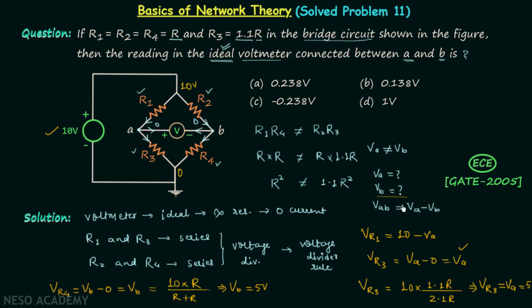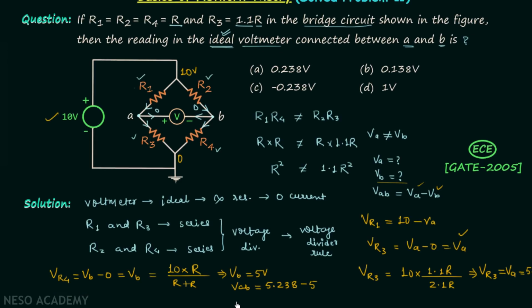Now to calculate VAB, we will subtract VB from VA. So VAB equal to 5.238 minus 5. So finally, we are getting VAB equal to 0.238 volts. So option A is the correct option. The voltmeter will read 0.238 volts.